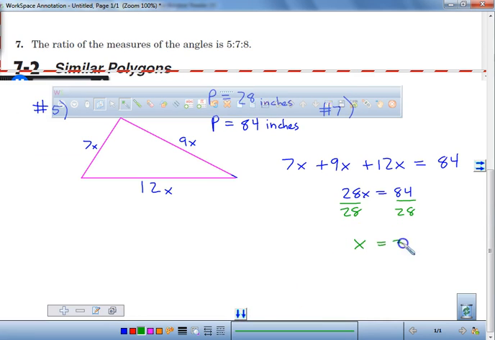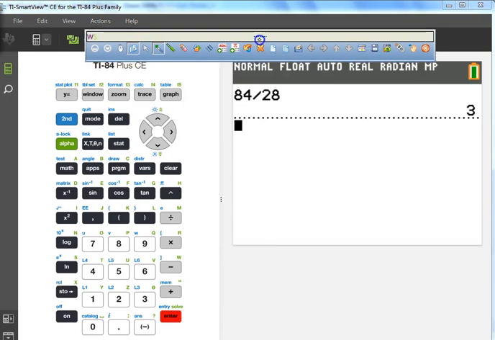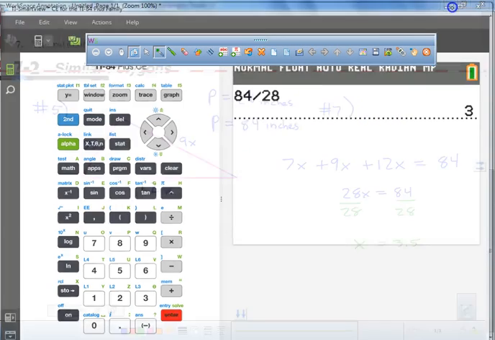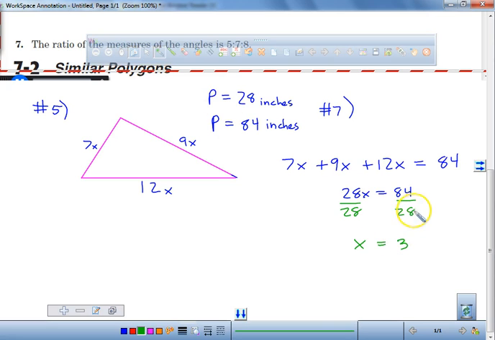3.5? Okay. 3.5, is that what you got? Yes, sir. All right, let's check. 84 divided by 28 is, I got 3. Interesting, let me see what I did. I'm going to erase that and put a 3, because 3 times 28 is 84. I did 24 and not 28. That'll do it.